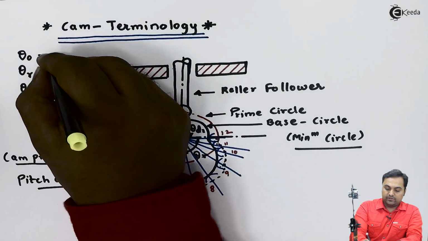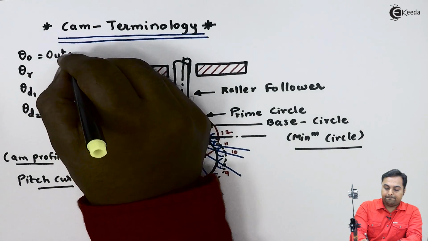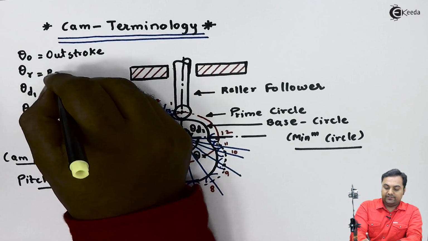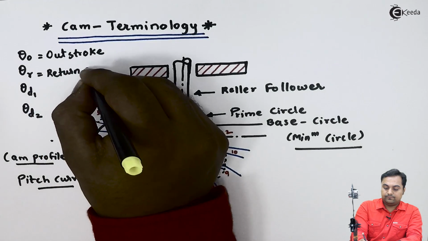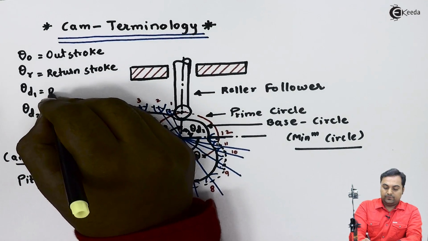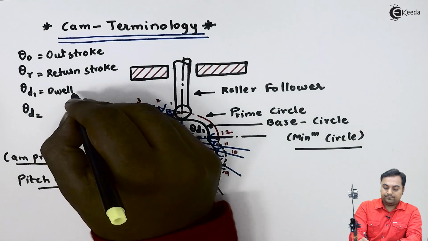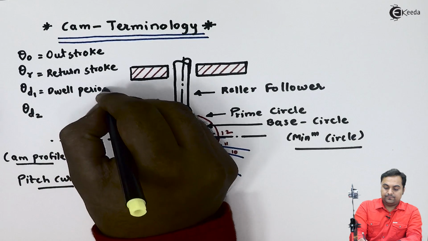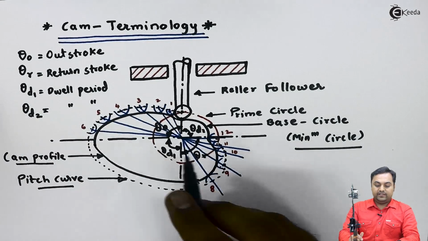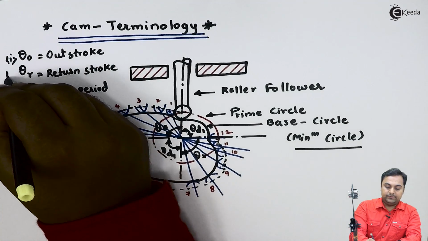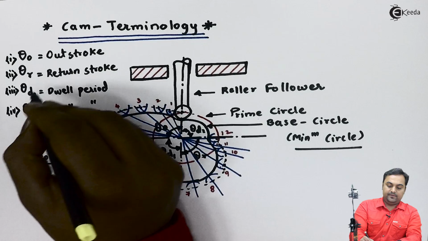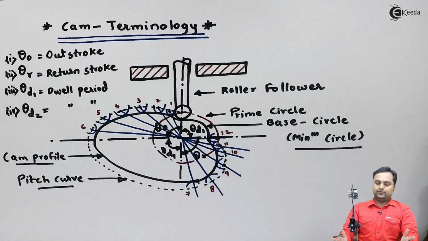So theta O is called as outstroke, theta R is called as return stroke, theta D1 is dwell period, and again theta D2 is another dwell period. So we can say that the 360-degree rotation of cam is divided into 4 parts. These 4 parts may be equal, they may not be equal, the values may go on changing.